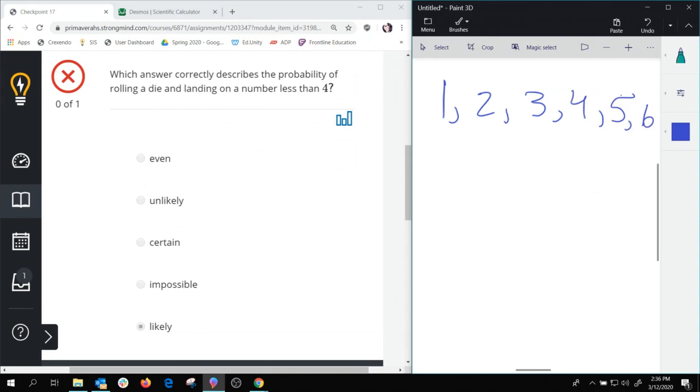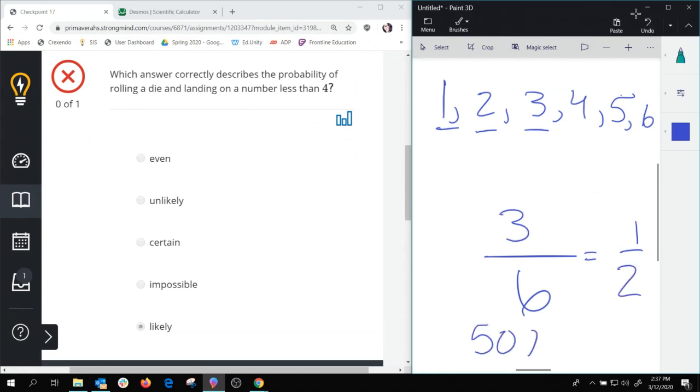Which options are less than 4? 3, 2, and 1, right? So I can roll a 1, 2, or 3. So how many total options out of 6 is that? 3, right? And 3 out of 6 is 1/2, which is the same as like 50-50, right? I have a 50-50 chance.